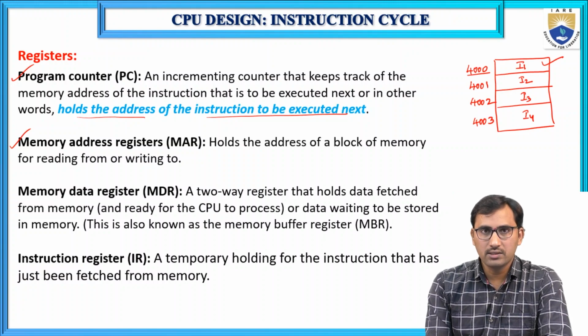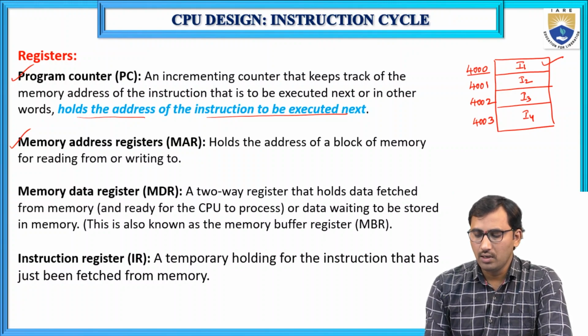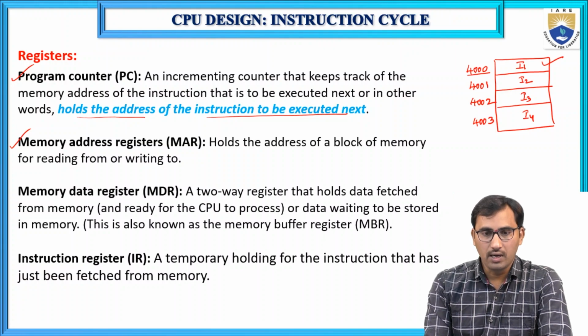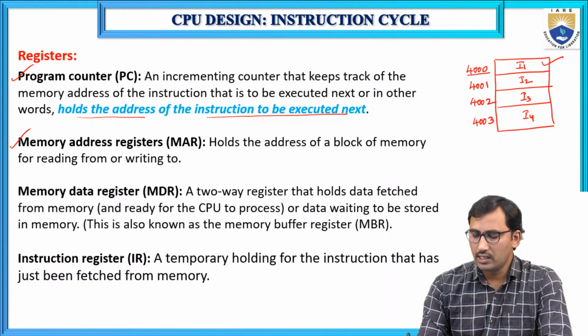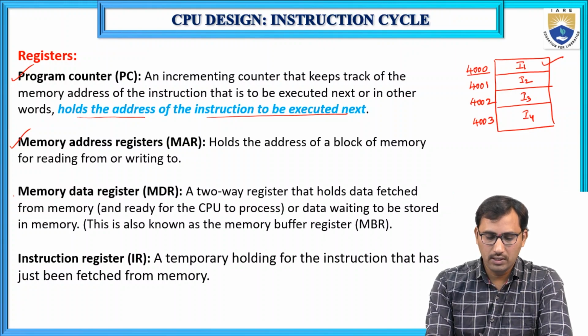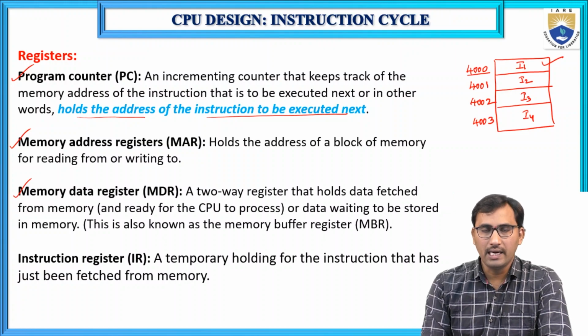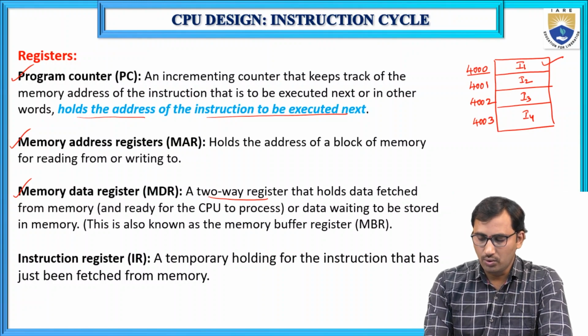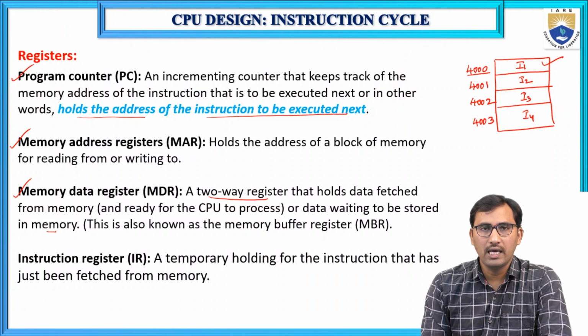So this memory address register holds the address of the block of memory for reading from or writing to. That means it holds the starting address of the memory block for reading from or writing to. The next one is the memory data register. It is a two-way register that holds the data fetched from memory or data waiting to be stored in the memory. So this memory data register can be used as a two-way register.